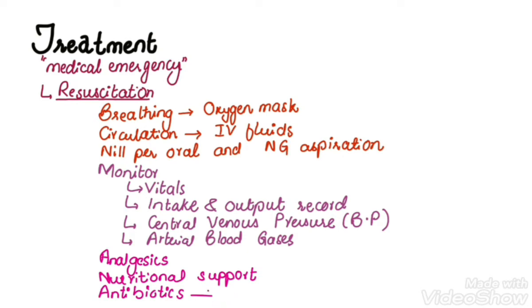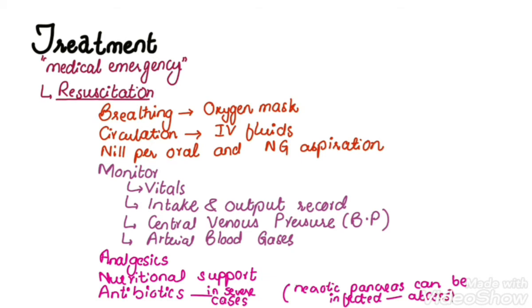Analgesics for epigastric pain and nutritional support through NG tube can also be done. Antibiotics are only given in severe cases because after the pancreas undergoes necrosis, the necrotic pancreas can be infected and pancreatic abscess may occur. So prophylactically antibiotics are given.